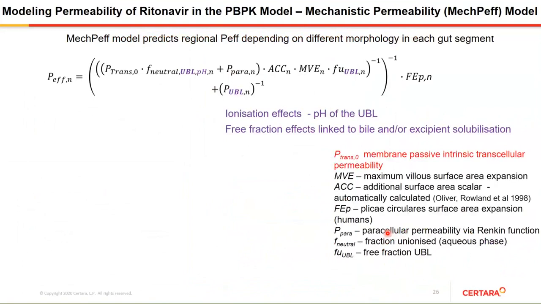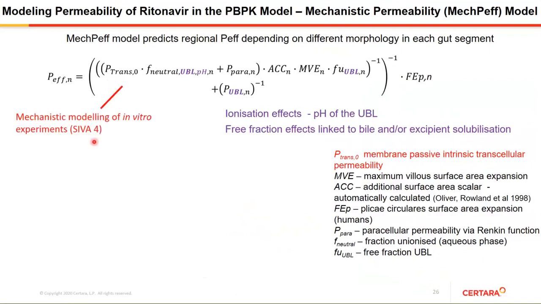Now moving on to modeling the permeability of ritonavir in the PBPK models. We used a mechanistic permeability model. This is a model based on the Sugano work, which was published in 2009. This model gives us the ability to predict regional Peff depending upon the different morphology in each gut segment. An important parameter for this model is P trans naught, which is the intrinsic permeability of the neutral species. You can predict P trans naught either from logP, or you can calibrate P trans naught by mechanistic modeling of in vitro Caco-2 experiments.